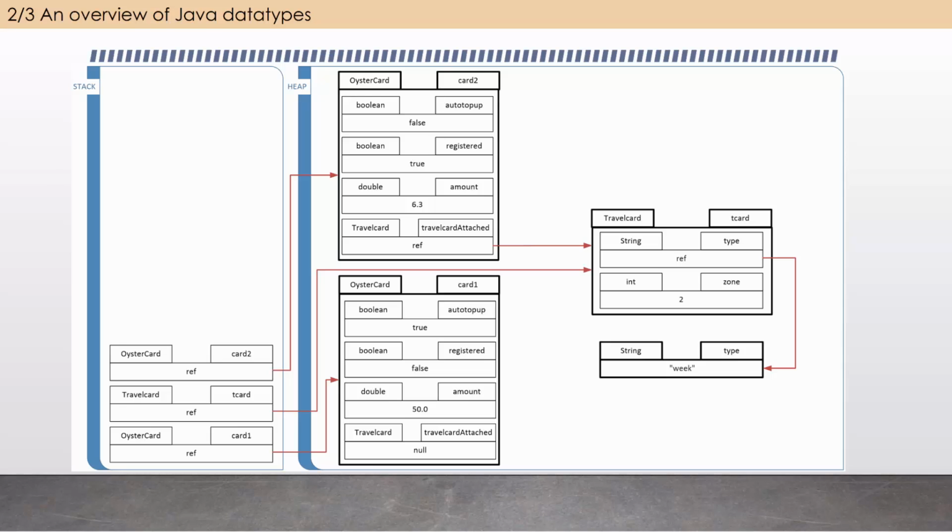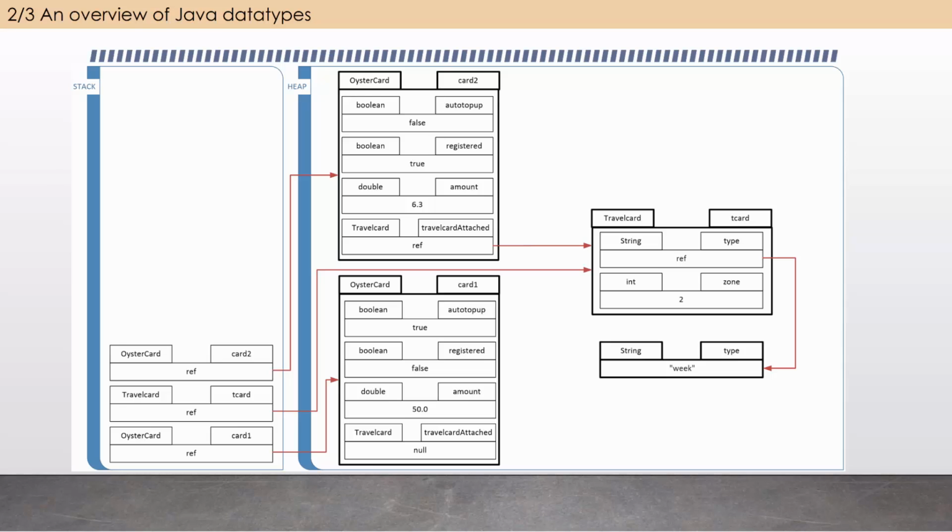We've got Oyster card, travel card, etc. These are the data types for those variables. You've then got a reference for them, so I've got card 2, T card, card 1, and then the section underneath is a representation of the directly allocated memory space for that variable. So here we've got ref, and ref, which means that these are all complex types. And you can see that they point over to memory locations on the heap where the actual complex type exists.